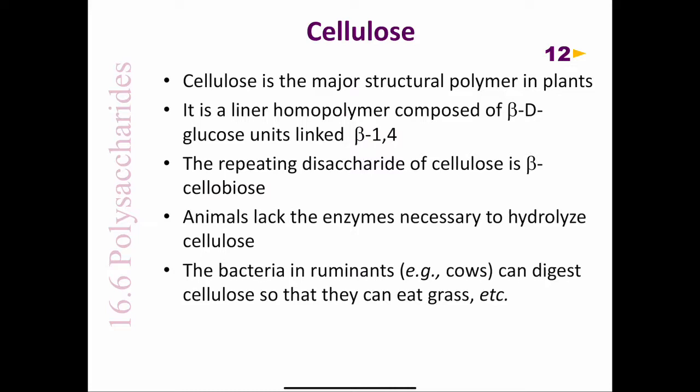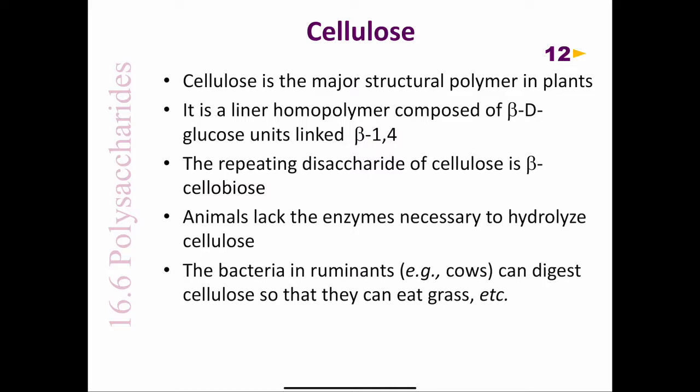So it is a linear homopolymer comprised of beta D-glucose. If you remember, amylose had alpha D-glucose units. Well, cellulose has beta D-glucose units, and they're linked beta 1,4. And I have a picture of cellulose coming up. The repeating disaccharide in cellulose is called beta cellobiose.